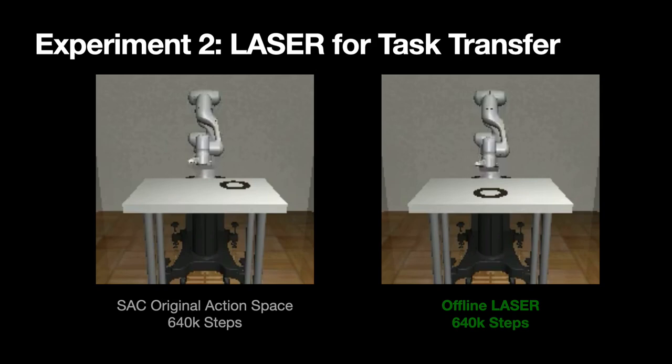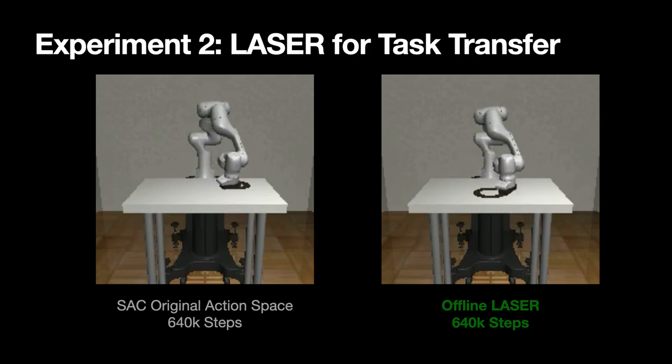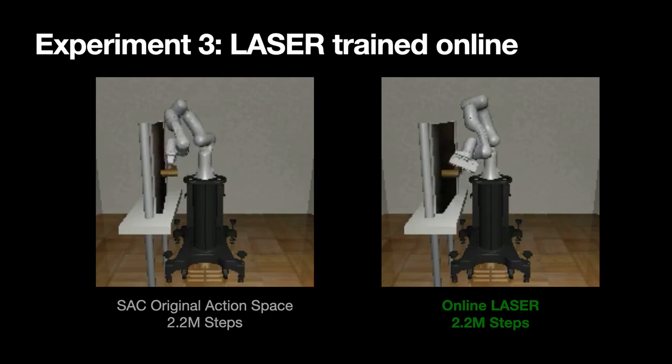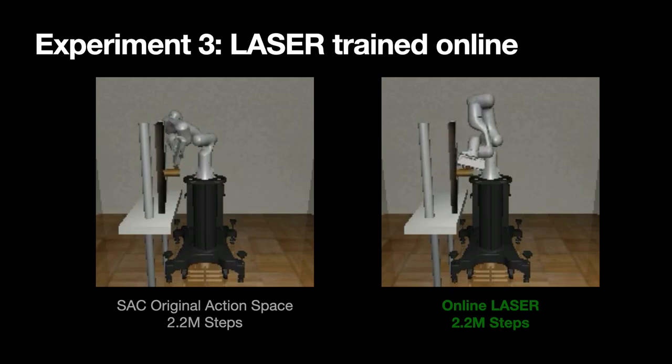We performed experiments to test our hypothesis that LASER improves training on new task instances, where goals or physical parameters change. We find that SAC trained on the LASER action space outperforms SAC trained in the original action space, indicating knowledge transference. We also test online LASER using SAC. Similarly to offline LASER, we found that using online LASER improves sample efficiency when compared to the original action space, as can be seen by videos of rollouts with the same number of training steps.